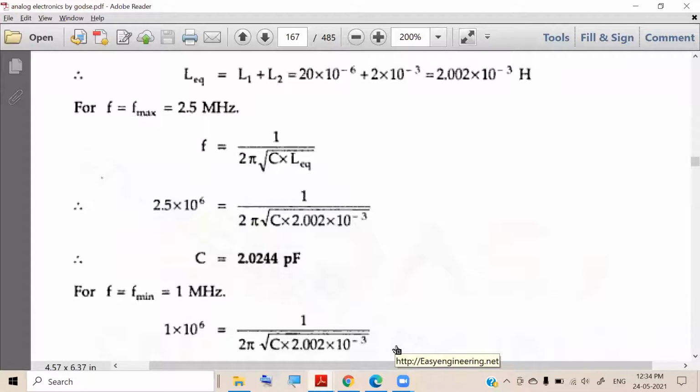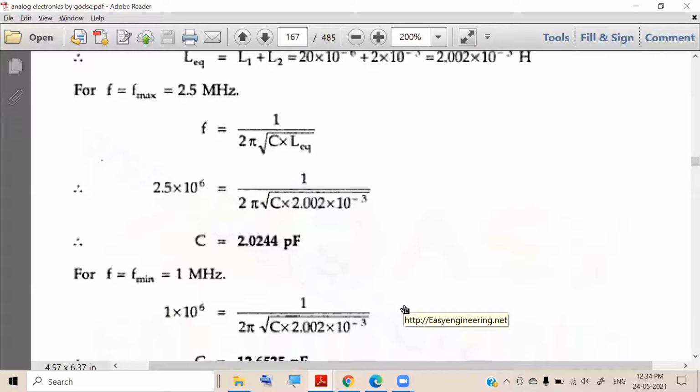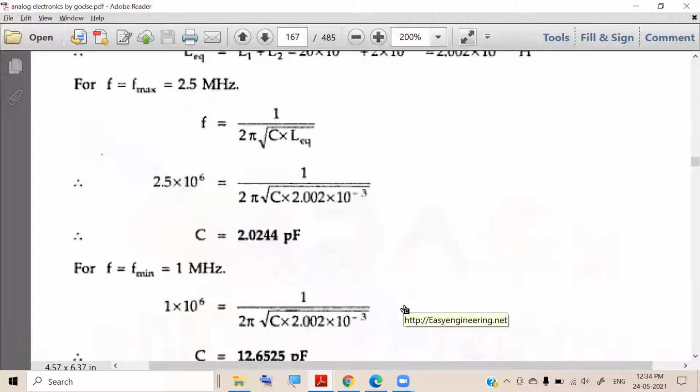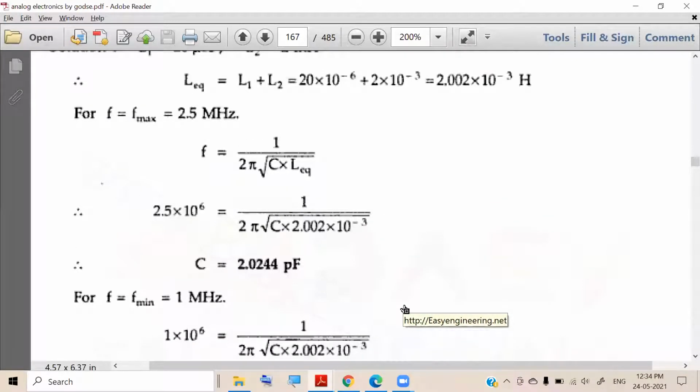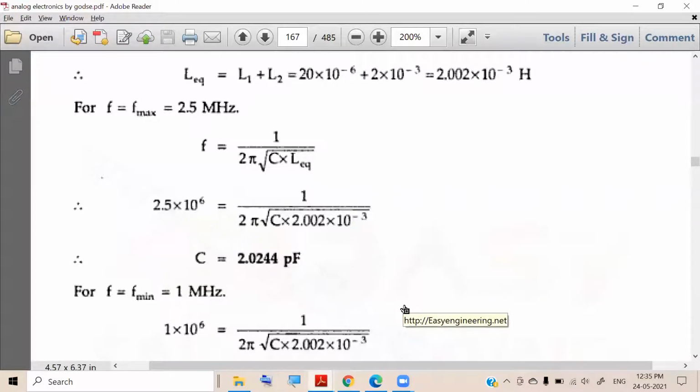0.12 picofarads. 0.12. Once again, please check. Only you have made a mistake in the decimal. Otherwise it is correct. Check your decimal points carefully.